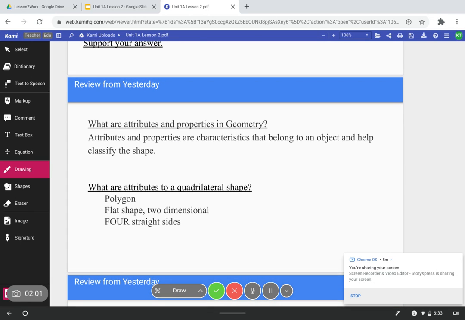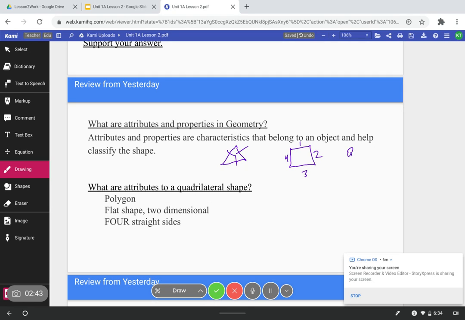So, attributes and properties in geometry are the characteristics that belong to an object and help us classify the shape. So, attributes, like what we said, this is a terrible triangle, but based on the attributes, we know that it's a triangle because it has 1, 2, 3 sides. Now, attributes of the square, again, I don't know what's wrong with my hand today. That's a terrible square. But we know it's a square because it has 4 sides.